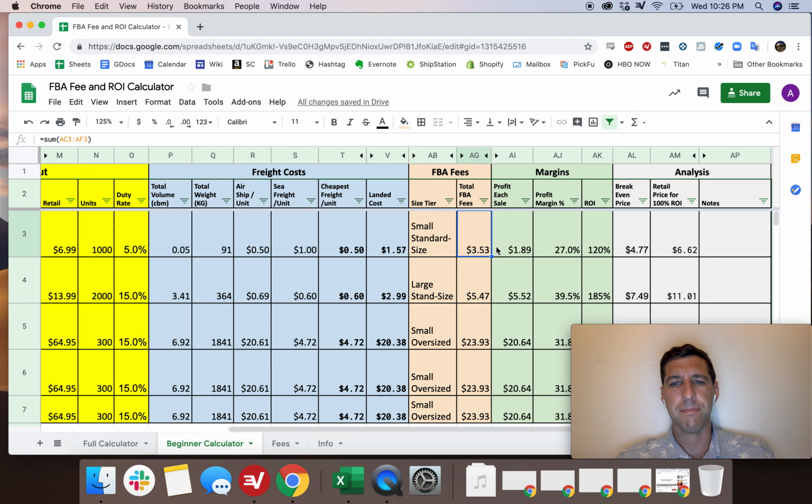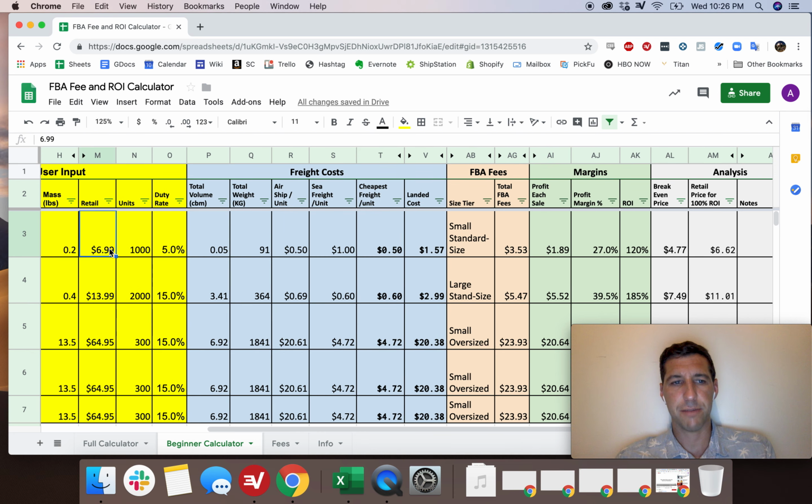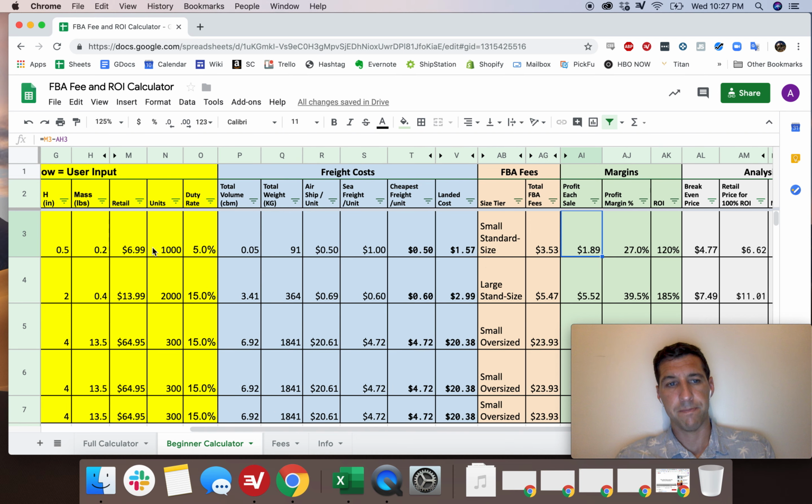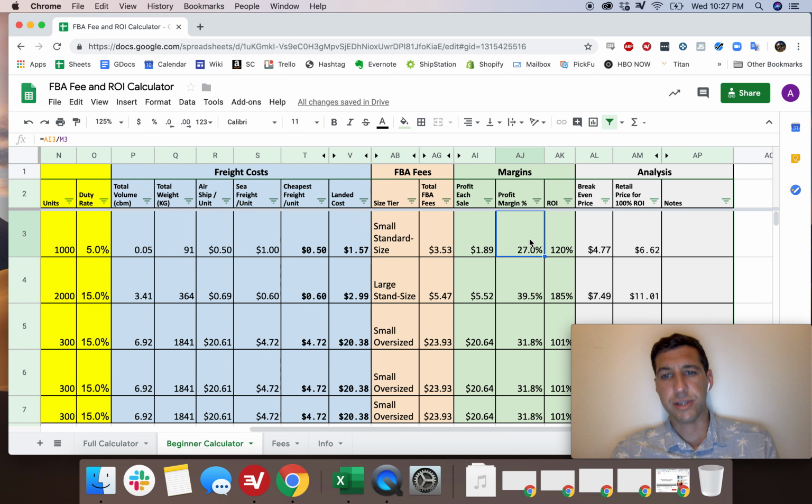Total fees is $3.50. That means if we're selling at a $7 price point and it cost us $1.57 to get it here, and Amazon's taking $3.50, our profit on each item is $1.89. Our margin, $1.89 divided by the retail price, is 27%, and our ROI is 120%.